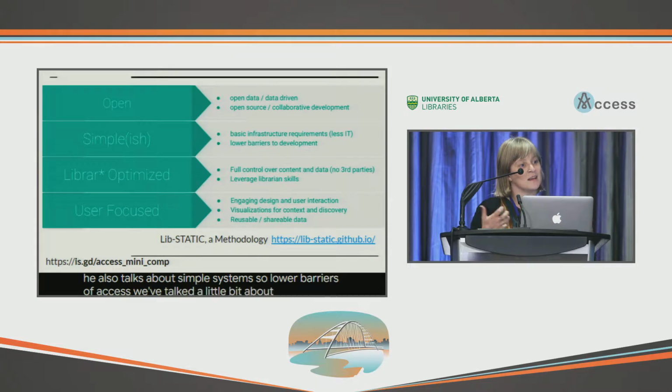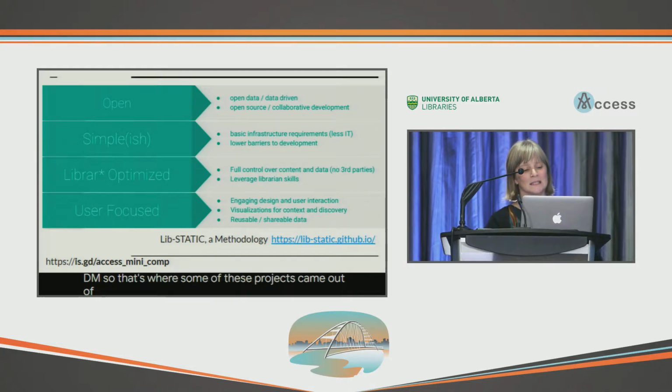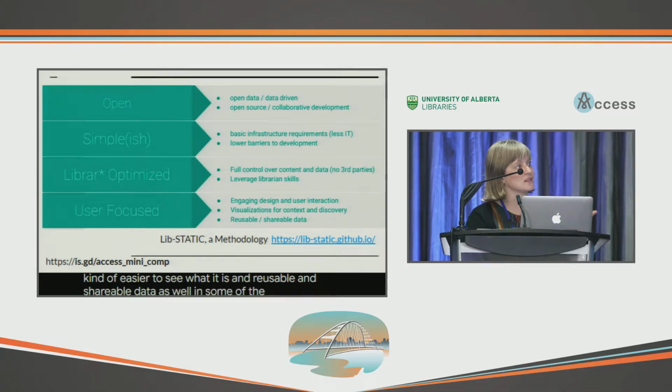We've talked a little bit about that tension with IT, right? So accessible infrastructure, library optimized, so a lot of talk around not being dependent on library infrastructure, but also third parties, so different systems like maybe ContentDM, and that's where some of these projects came out of. And then also user focus. So again, we're talking about minimal design, less material on the screen, easier to see what it is, and reusable and shareable data as well. In some of the projects focused on here, they talk about collections as data, which is another movement that people are talking about right now.